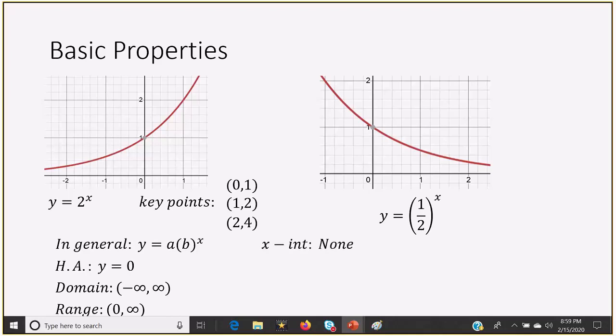X-intercept is none, because we have that horizontal asymptote of y is equal to 0. Y-intercept is 0, comma a, or when we were talking about y is equal to 2 to the x, 0, comma 1. And we don't really talk about this much in this section. That's why I'm actually not going to fix the error on this one. The graph is going to be increasing if b is greater than 1, and it's going to be decreasing if b is between 0 and 1. So is it exponential growth? B is greater than 1. Yes, increasing. Is it exponential decay? Between 0 and 1, then it's decreasing like the graph on the right.